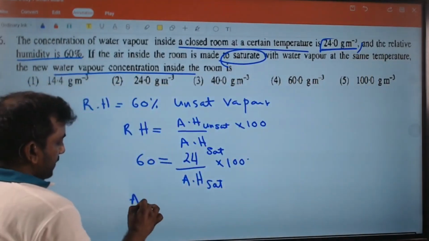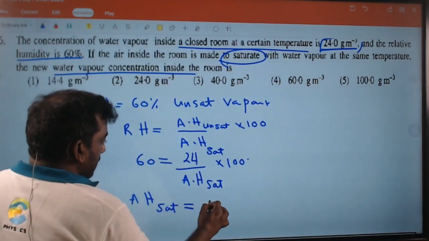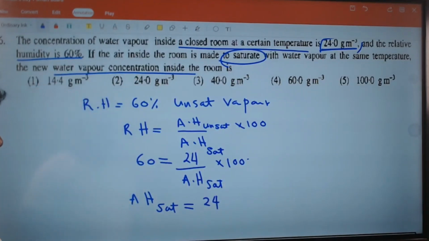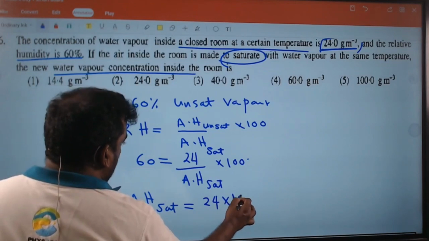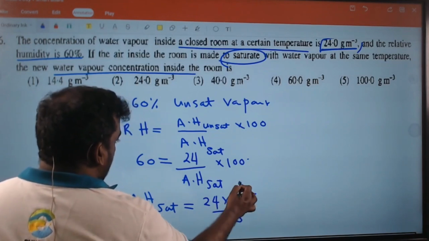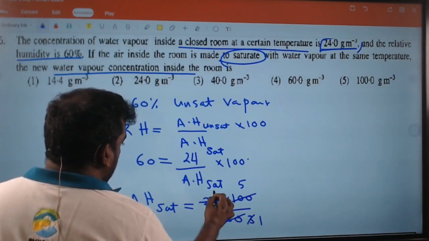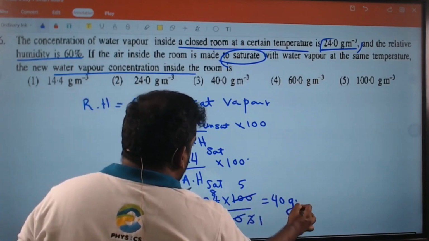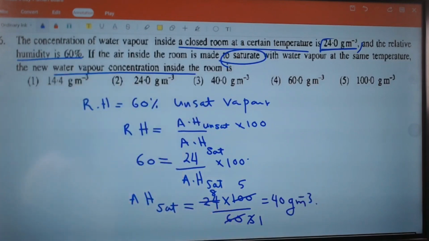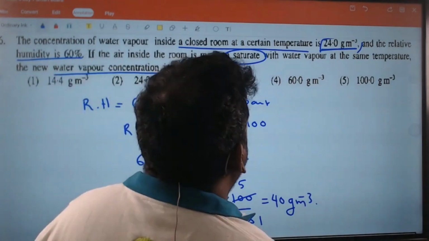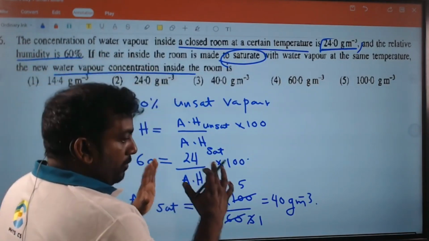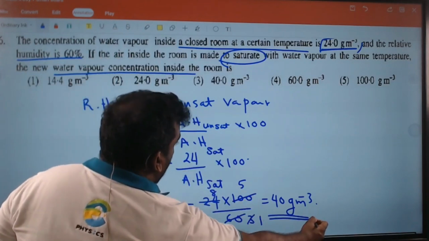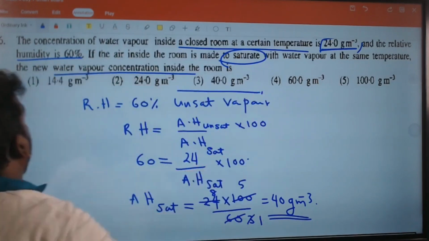Now absolute humidity at saturation is 24 into 100 divided by 60. 20 times 5, 20 times 3, 3 times 1, 3 times 8. 40 gram per cubic meter. The new water vapor concentration is, so if you want to saturate, you should have 40 gram per cubic meter. 40 gram per cubic meter means answer number 3.